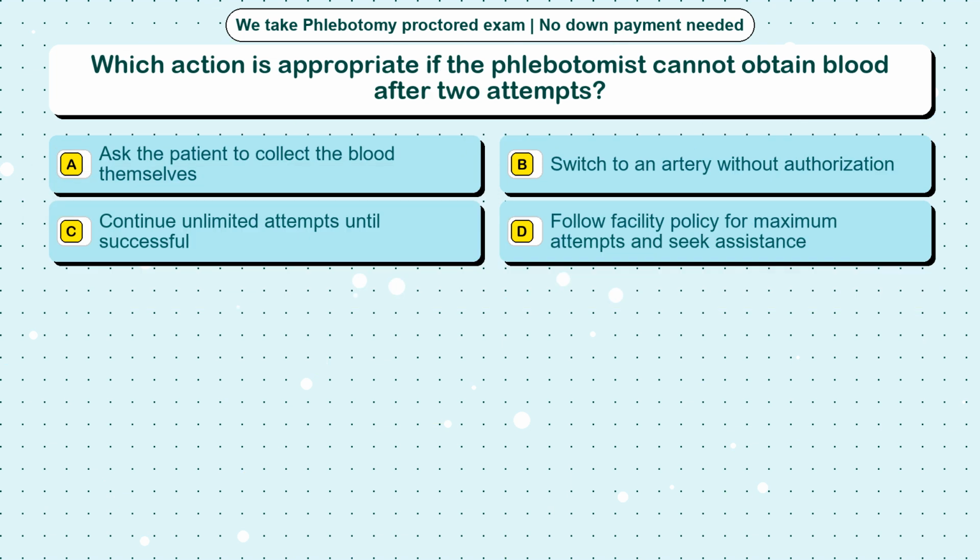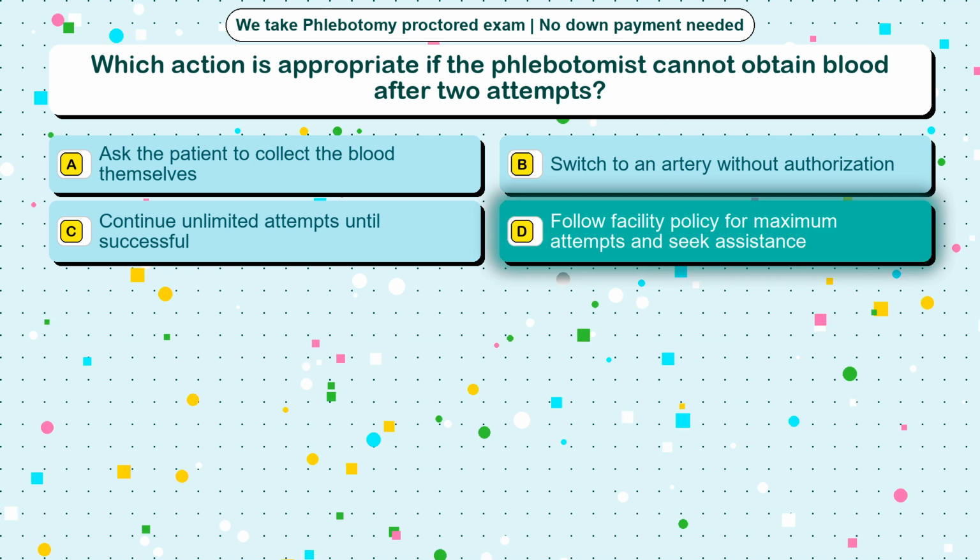Question 4. Which action is appropriate if the phlebotomist cannot obtain blood after 2 attempts? Option A. Ask the patient to collect the blood themselves. Option B. Switch to an artery without authorization. Option C. Continue unlimited attempts until successful. Option D. Follow facility policy for maximum attempts and seek assistance.